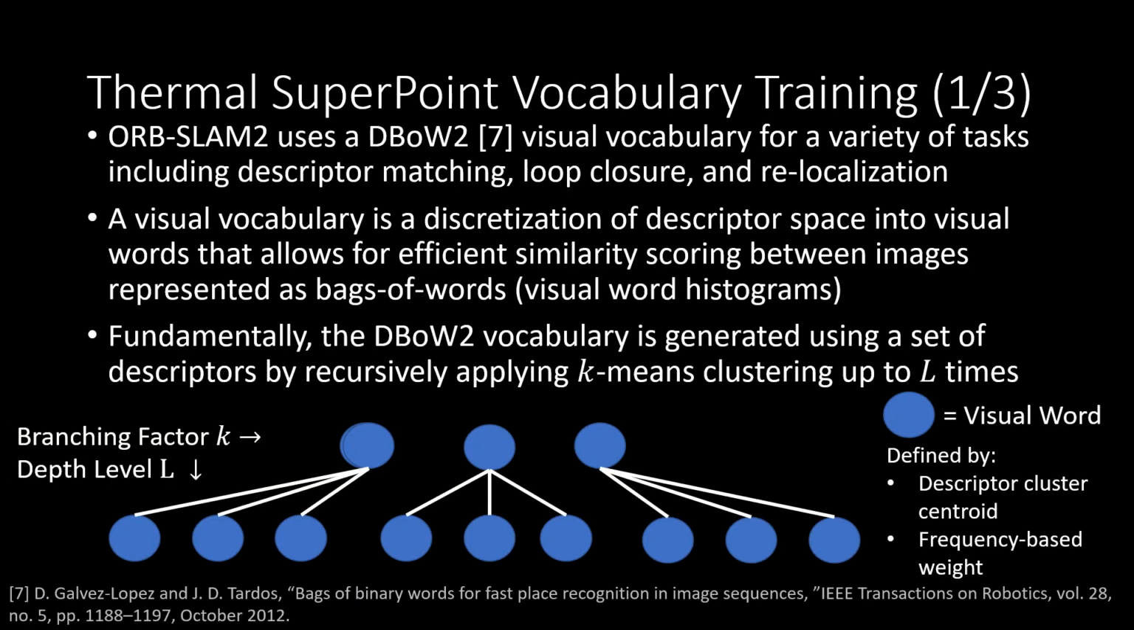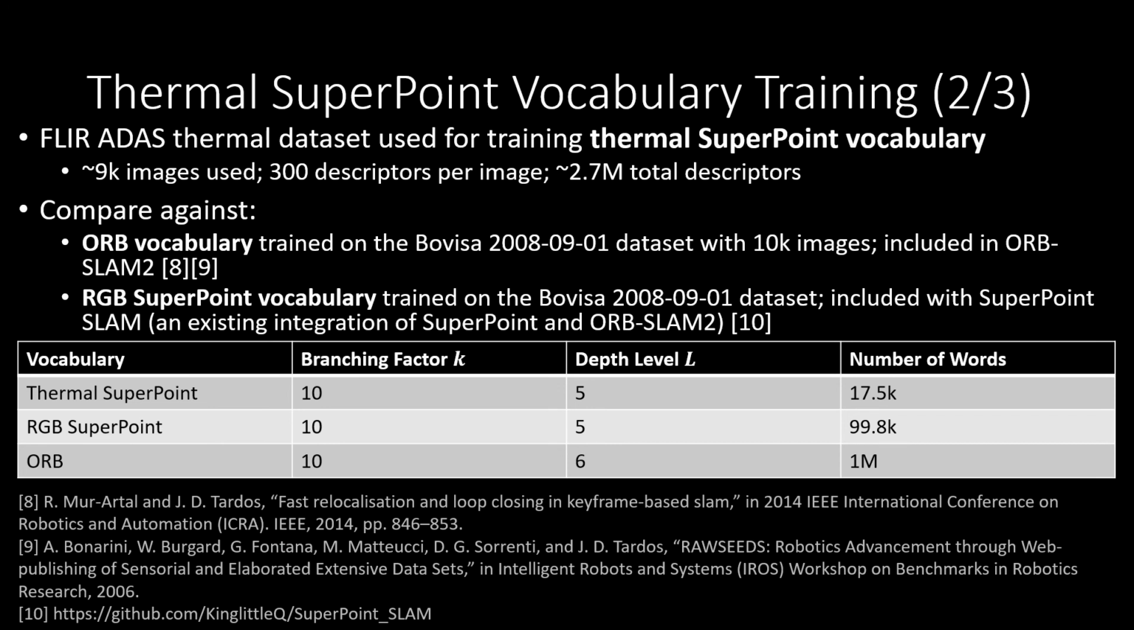With the SuperPoint network in hand, we then needed to generate a DBoW2 vocabulary, which is used by ORB-SLAM 2 for many purposes. The vocabulary is a discretization of descriptor space that allows for efficient similarity scoring between images. The vocabulary is generated from a set of descriptors by recursively applying k-means clustering up to a certain number of times. We used the same FLIR thermal dataset to generate our vocabulary with 9,000 images and 2.7 million descriptors in total.